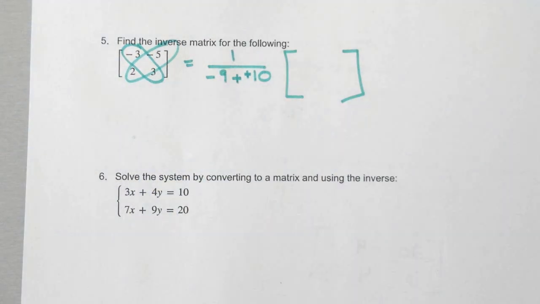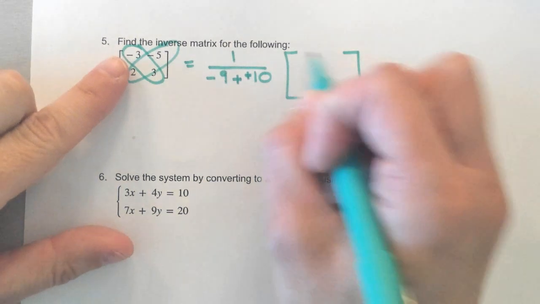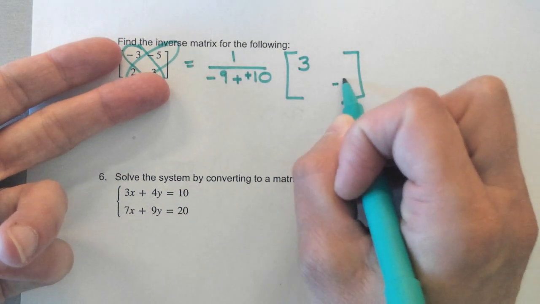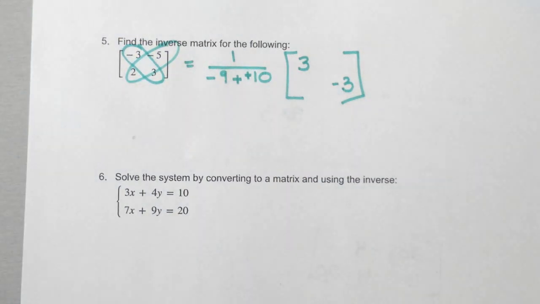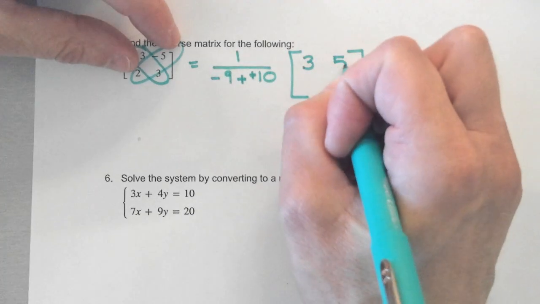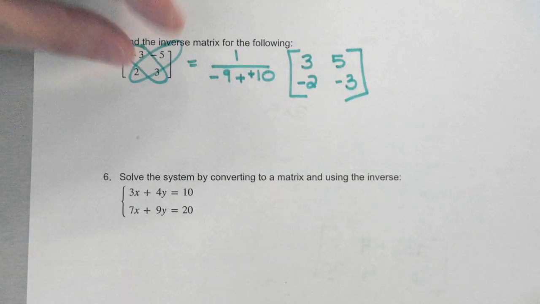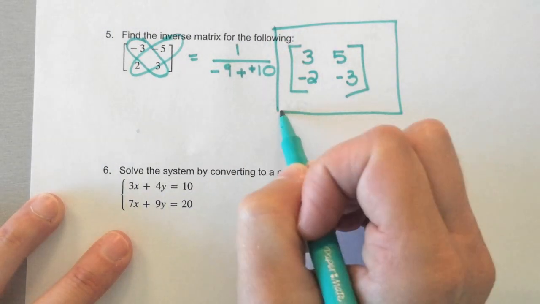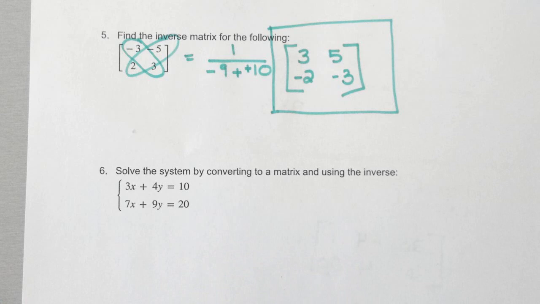So what fraction do I really have up front being scalar multiplied in? 1. So is that going to do anything? Nope, not exciting. Alright, so let's make the matrix that lives here. So remember, these two switch places. So my 3 and my negative 3 flip-flop. These two on the other diagonal switch signs, so this becomes positive 5 and negative 2. And if I multiply by 1, it's just going to stay the same. So this would be my final answer, because multiplying by 1 is not going to change anything.